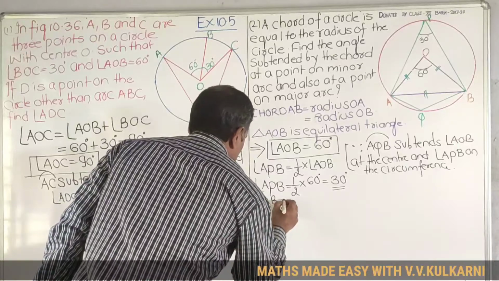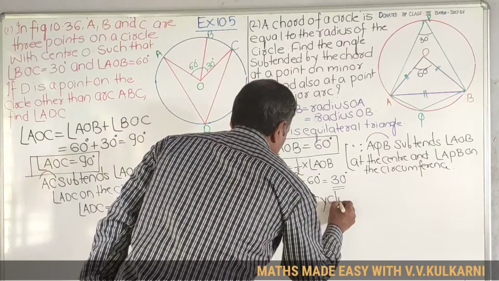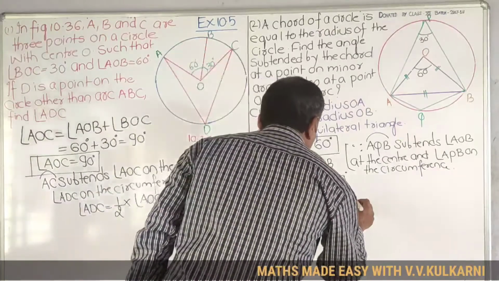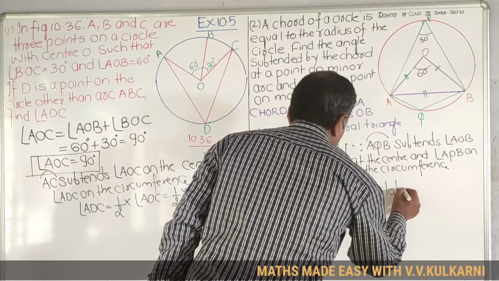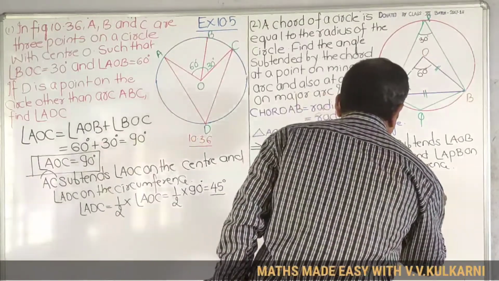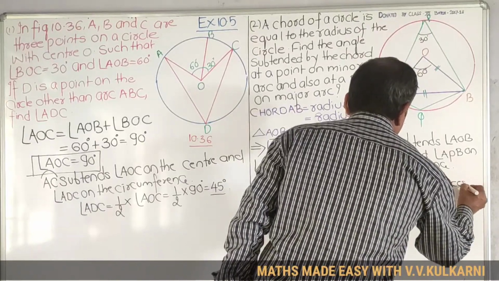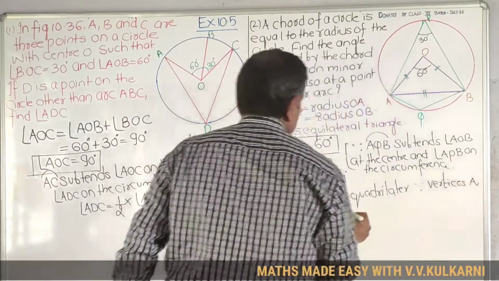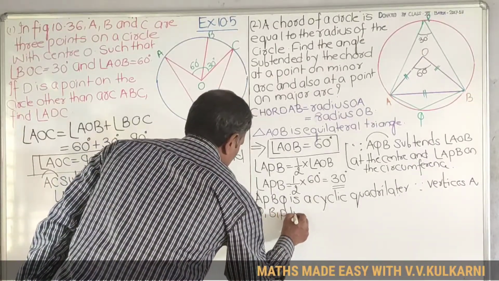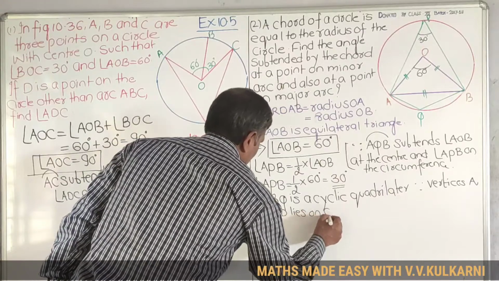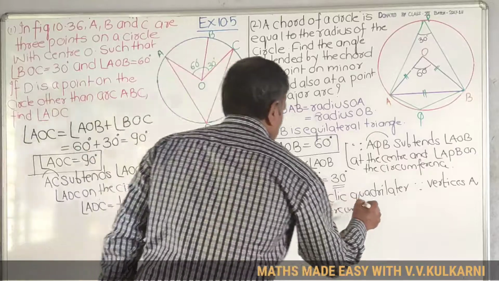So I can say that APBQ is a cyclic quadrilateral because vertices A, Q, B, P lie on the circumference of the circle.